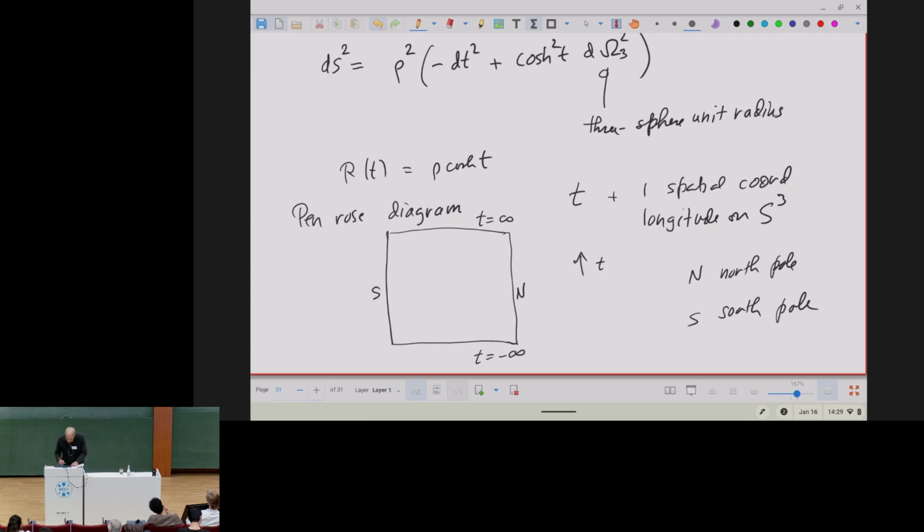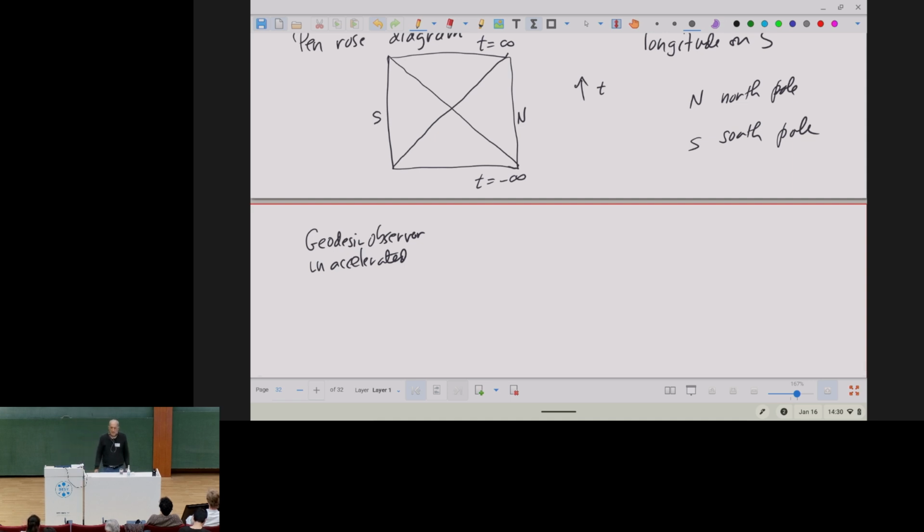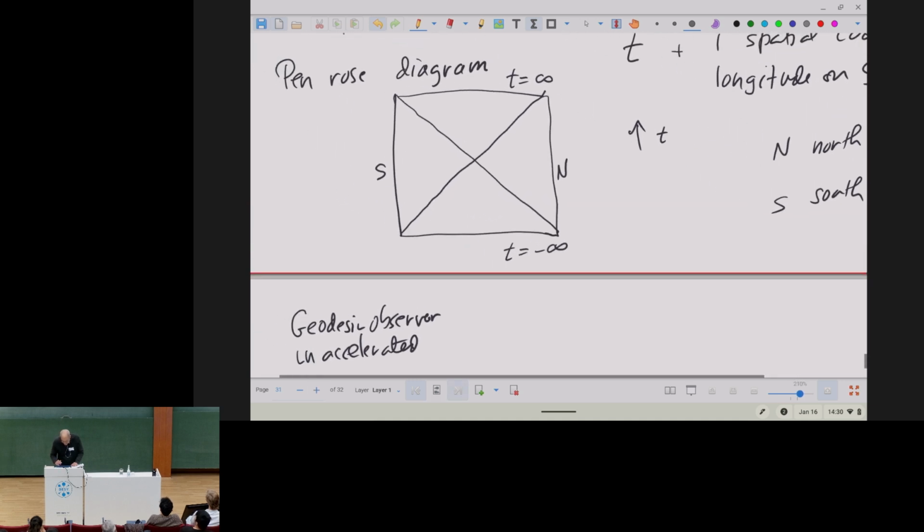So, as always, light rays at fixed values of the suppressed angles, incoming and outgoing light rays, are at a pi/4 angle to the vertical, and they look like this. And the world line of an observer, so we're going to consider a geodesic observer, meaning an unaccelerated observer, an observer whose world line is a geodesic. Well, because of the symmetries, it doesn't matter which geodesic we pick. An example of a geodesic is an observer who sits forever on the North Pole. So in the Penrose diagram, this is the world line of our observer.